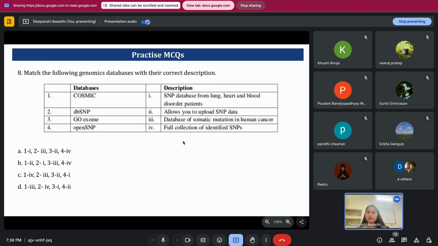So let's look at the next question. Now in this case, you have to match these databases with the correct options. So the first database is the Cosmic, second is DBSNP, third is GoExome, and fourth is OpenSNP, and these are the descriptions. So you have to tell to which description these databases belong to, and if you don't have idea about these, then if you know a single answer, then also you'll be able to answer it. It's quite straightforward. Okay. D. D. Okay, and anyone else wants to answer?